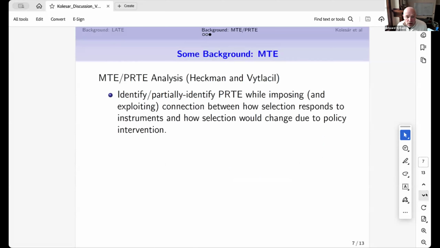So in the end result, we partially identify the policy parameter through connecting as much as we can variation in response to the instrument to variation in how people we think would respond to the policy change.